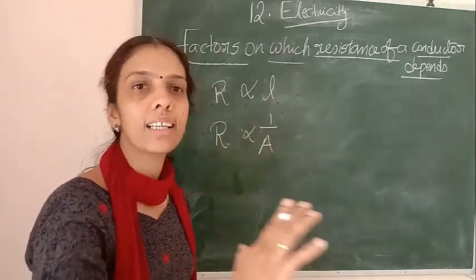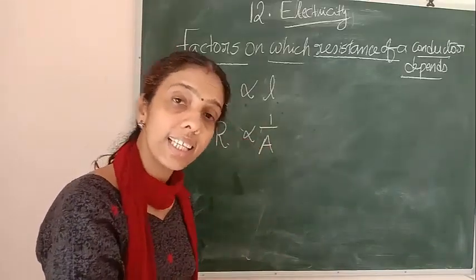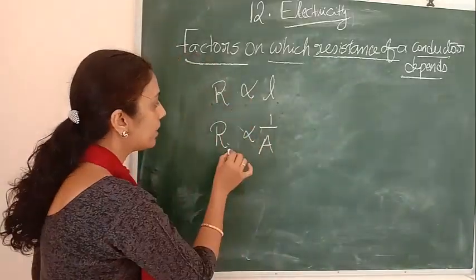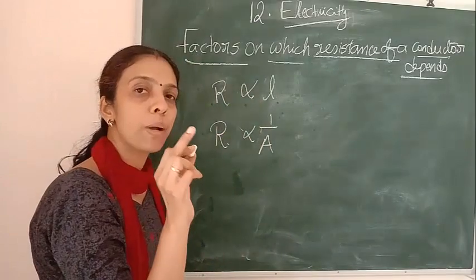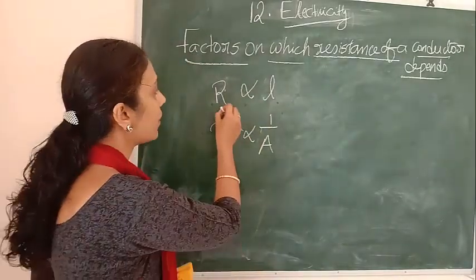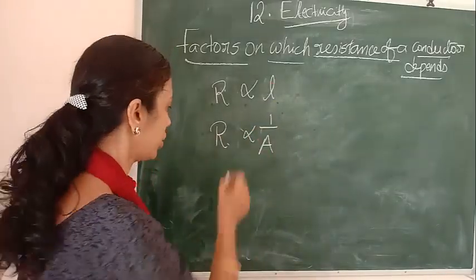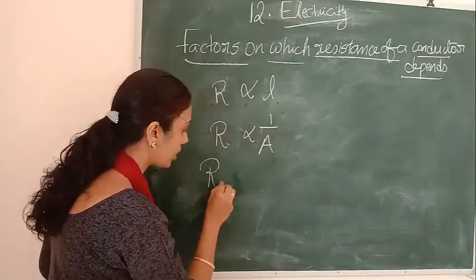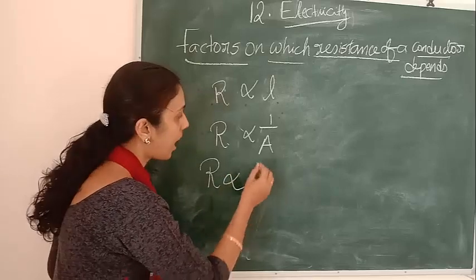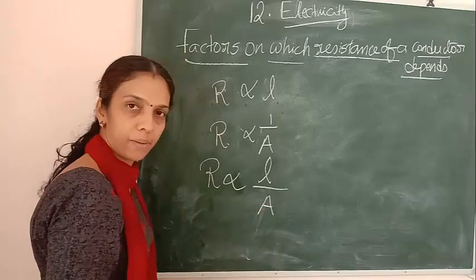As area increases, what will happen? Resistance will decrease. So, now these are the two terms on which the resistance of a conductor depends. So, how can we rewrite these as a single equation? Clubbing the above two equations, we can write it as R is proportional to L by A.